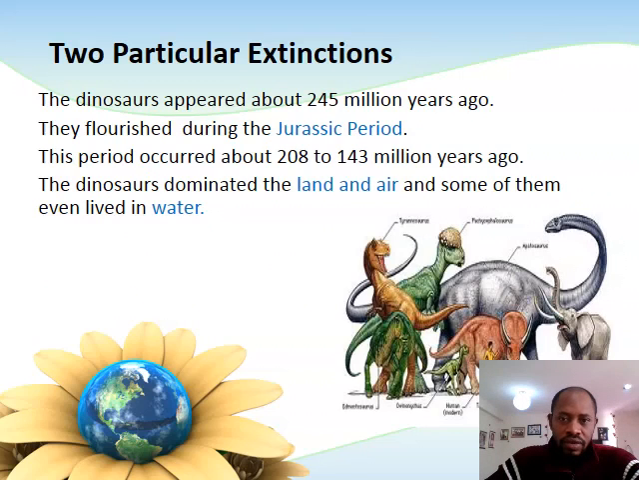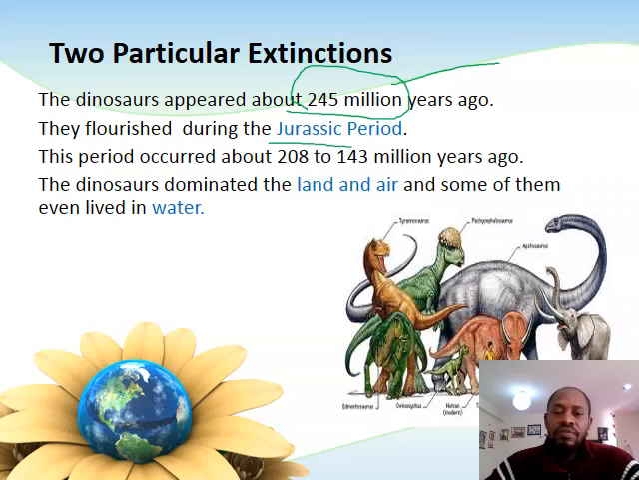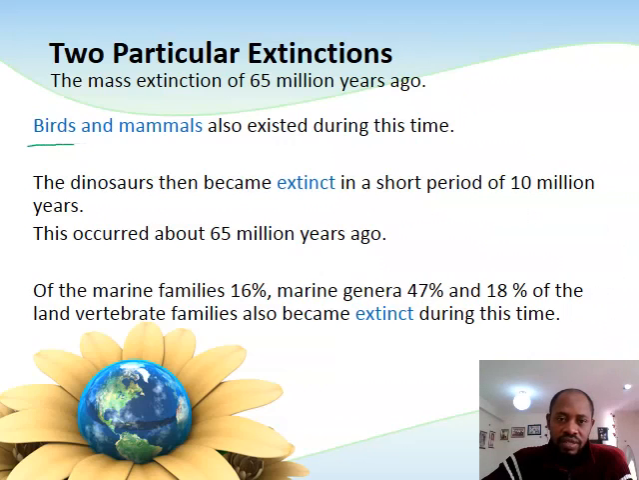The dinosaurs came on Earth, or evolved on Earth, about 245 million years ago. That was during the Triassic period. And during the Jurassic period, that's when their numbers exploded. That's when they flourished, and they dominated the Earth around that time. They dominated the land. Some of them were even able to fly, while some of them were adapted to an aquatic life, living in water. During the Jurassic times, birds and mammals also existed, so they coexisted with dinosaurs.